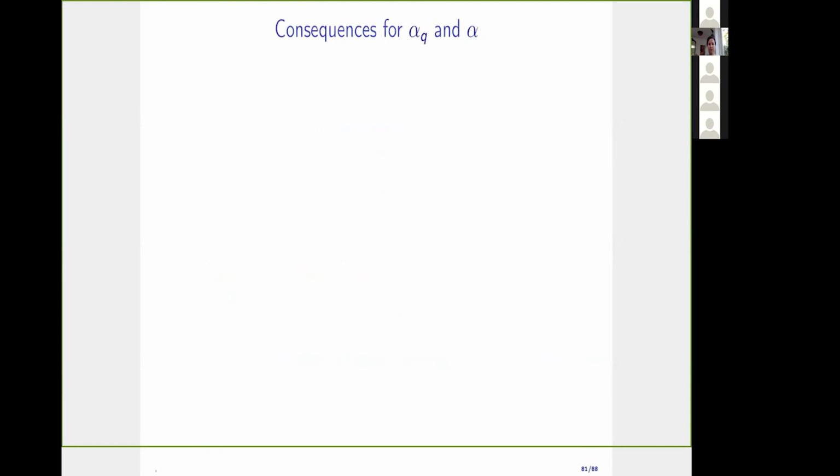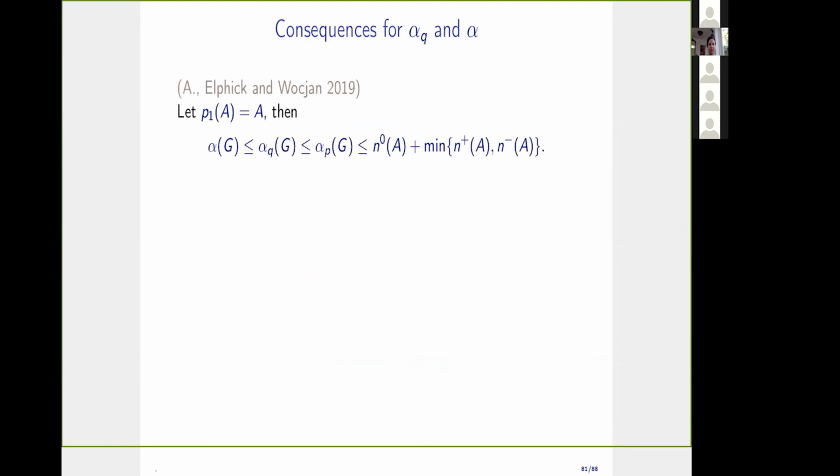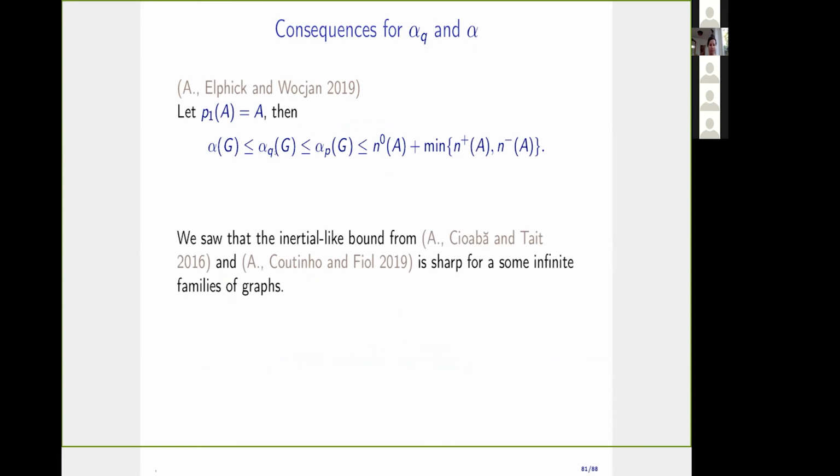Let me just finish telling you some consequences of this result that the inertia bound upper bounds the quantum k-independence number. Consequences that this could have for alpha Q and alpha. Well, the first one is for the case of the polynomial being just the adjacency matrix. This is just the sandwich type of theorem that says that alpha is upper bounded by alpha Q, and then in particular by the inertia bound by Edinburgh.